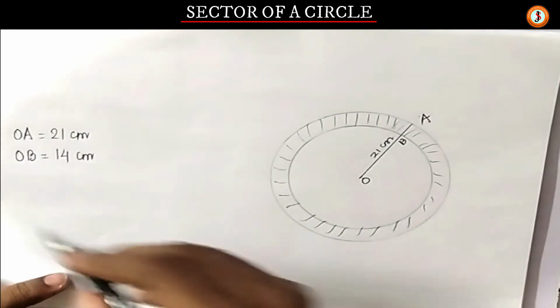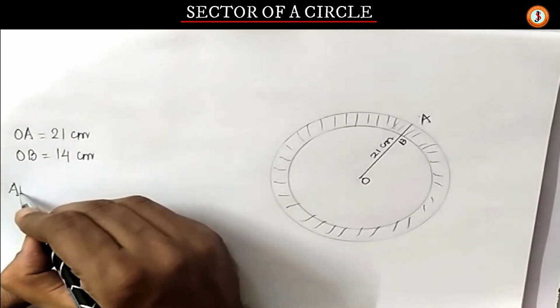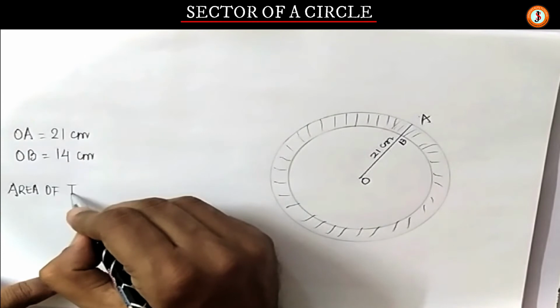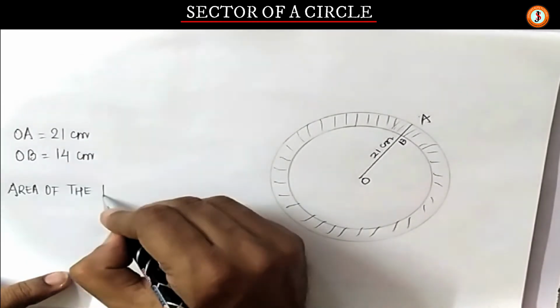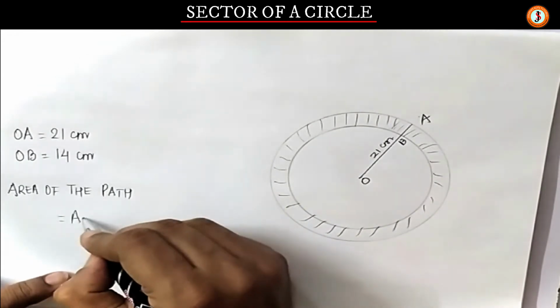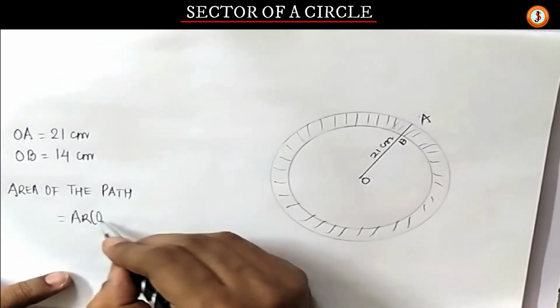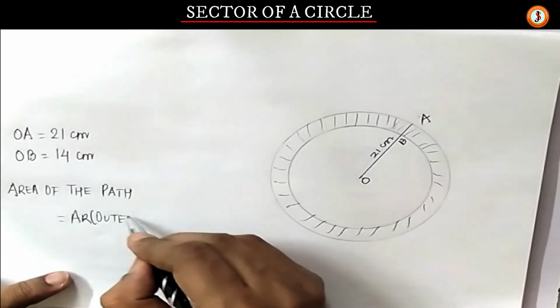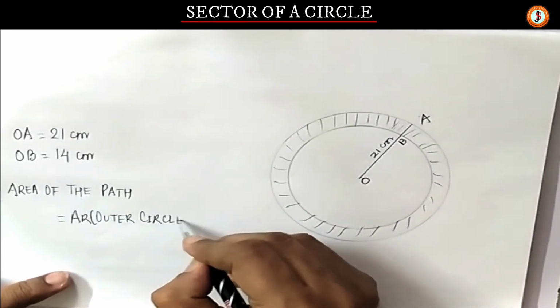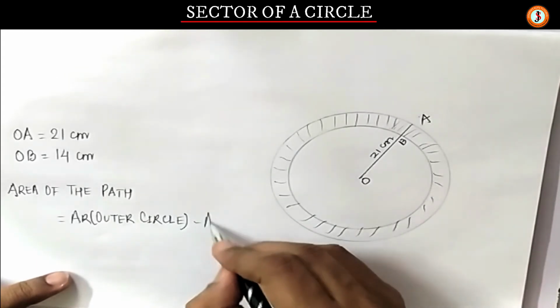Now what we do is, the area of the path in this case will be equal to the area of the outer circle minus the area of the inner circle.